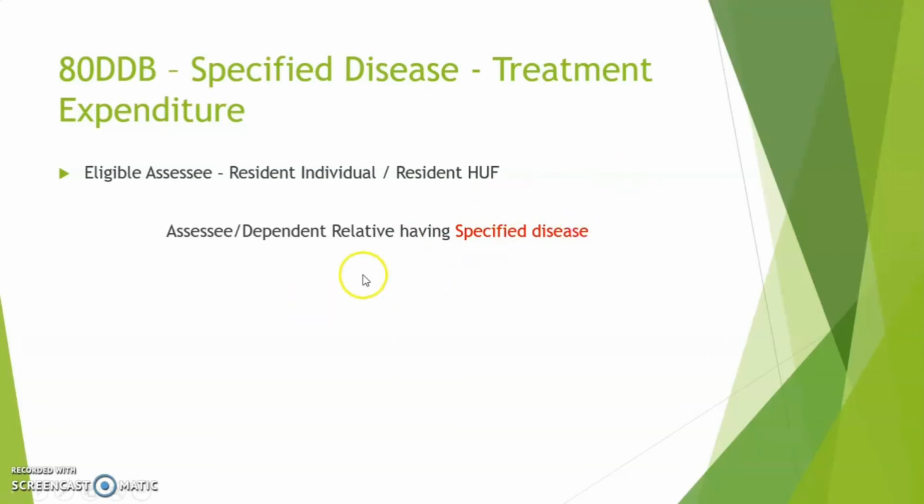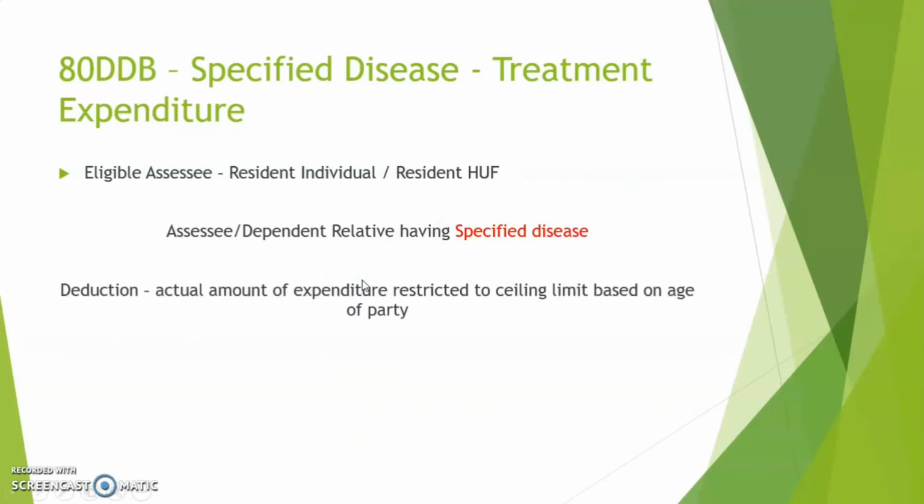The deduction available here is the actual amount incurred by the assessee, restricted to a ceiling limit based on the age of the party. So the actual medical expenditure, but restricted to a ceiling limit based on the age of the party for whom it's expended. Based on the age, the restrictions are as follows. For general category, it's rupees 40,000, and for resident senior citizens, the ceiling limit is rupees 1 lakh. Fine. So if an assessee or a relative has a specified disease, the assessee can take a deduction amounting to the actual amount of medical expenditure, but restricted to a ceiling limit based on the age of the party.